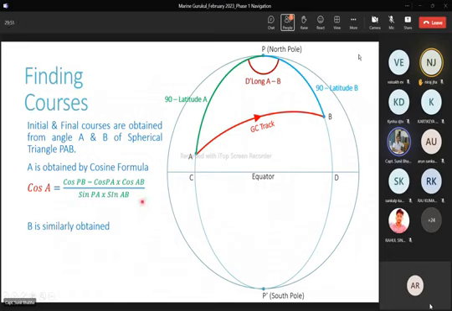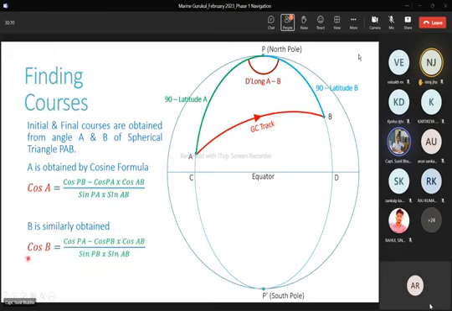So once the formula is applied, the angle A can be easily obtained. Once angle A is obtained, we move on to angle B now. Angle B is similarly calculated by applying the cosine formula again. Let's apply the cosine formula for angle B.